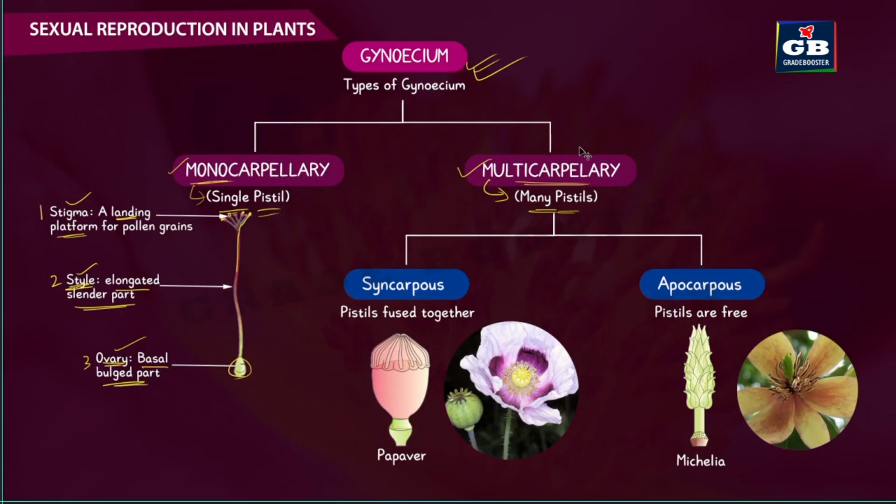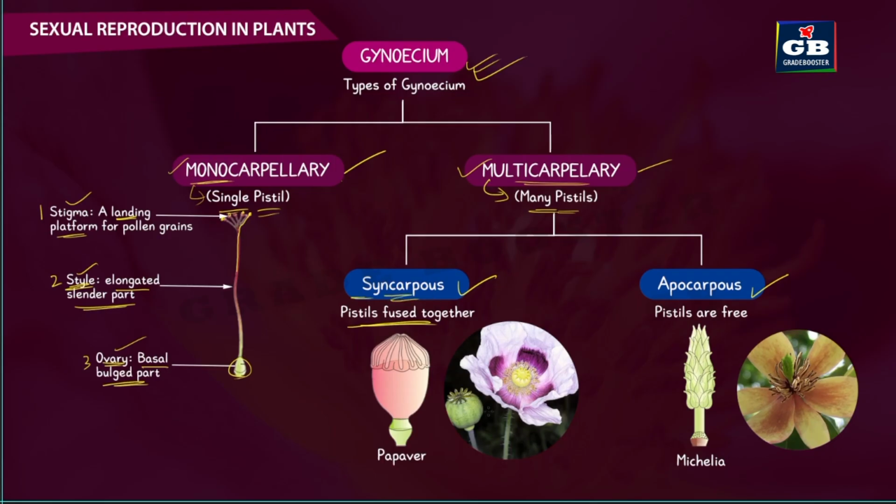So now we see the two different types of multicarpellary gynoecium. Gynoecium is of two types we learned, monocarpellary and multicarpellary. Now this multicarpellary is of two types, syncarpous and apocarpous. What is syncarpous? Syncarpous is a type of gynoecium in which pistils fuse together. So there are so many pistils, that's why it is called multicarpellary. And all these pistils are fused together. If a flower contains many pistils, and all the pistils are fused together, we call it syncarpous.